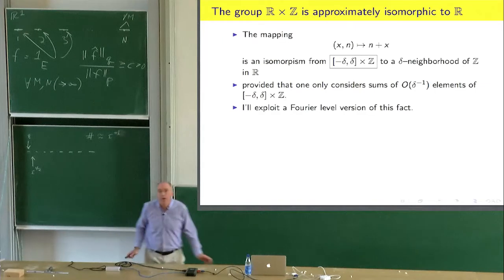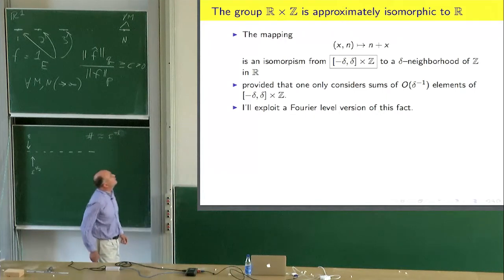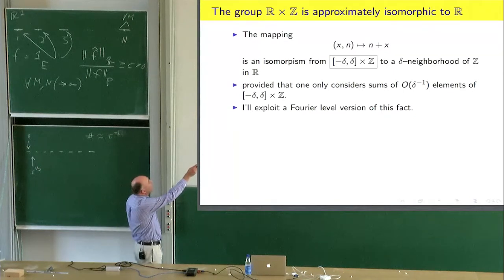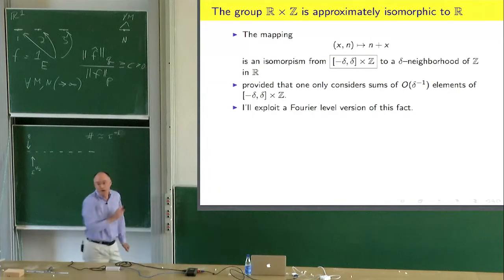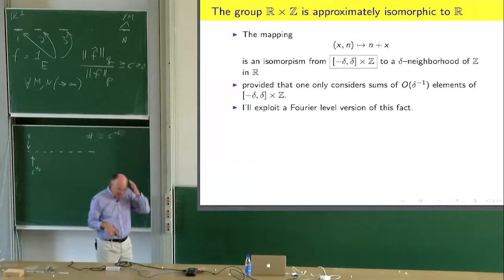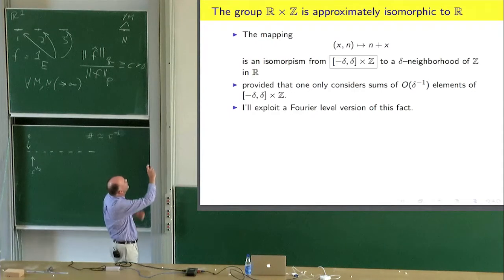Okay. And so the idea here, very much like Lieb's analysis, is to play with the connection between the Fourier transform and different groups. So in particular, say we're in dimension 1, I want to regard the real line as being nearly isomorphic to the product group of the real line with the integers. Okay? So if you have a function that's supported very close to the integers, well, there's this mapping from the product space down to the real line.